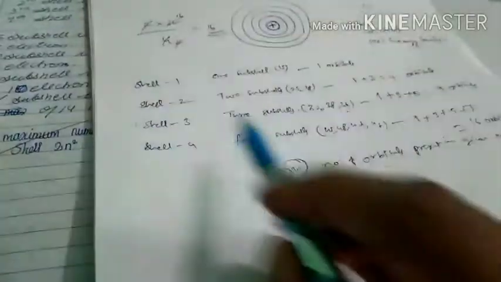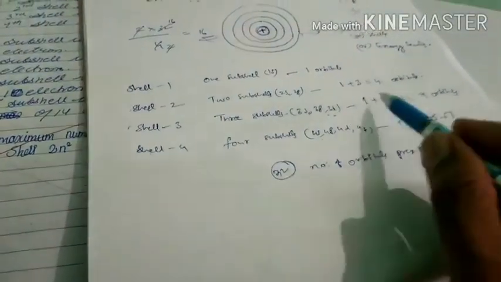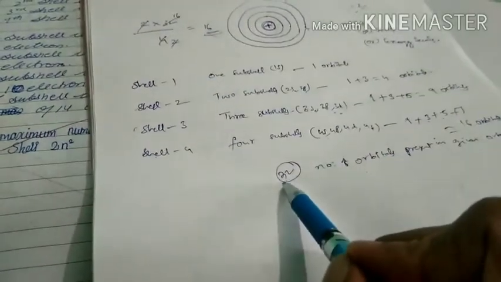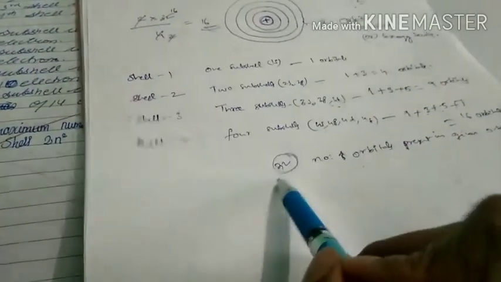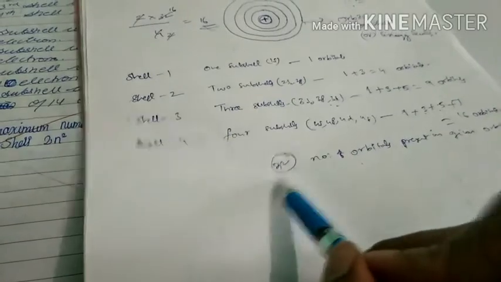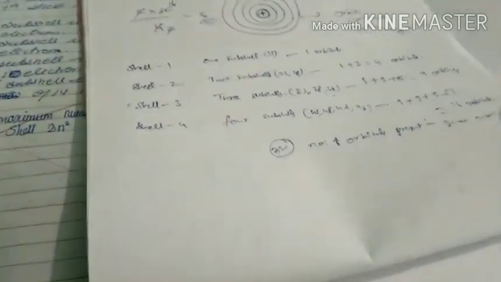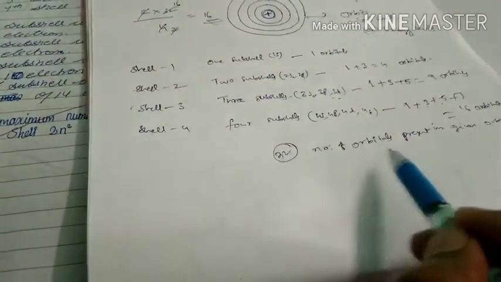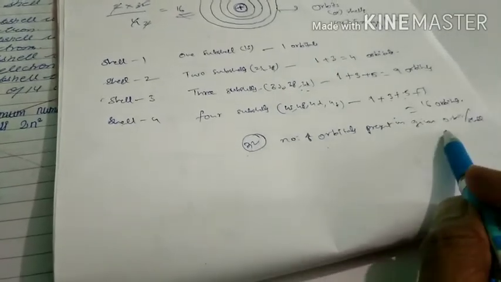Shell 2, how many orbitals? 2 square, that means 4. Shell 3, how many orbitals? 3 square, that means 9. Shell 4, how many orbitals? 16, that means 4 square, like that. So this is the formula to calculate the number of orbitals present in a given orbit.